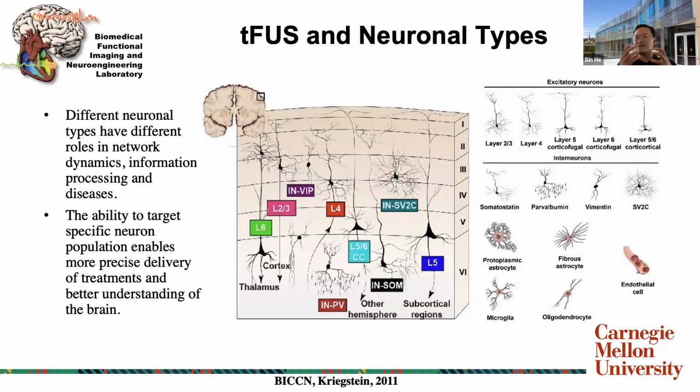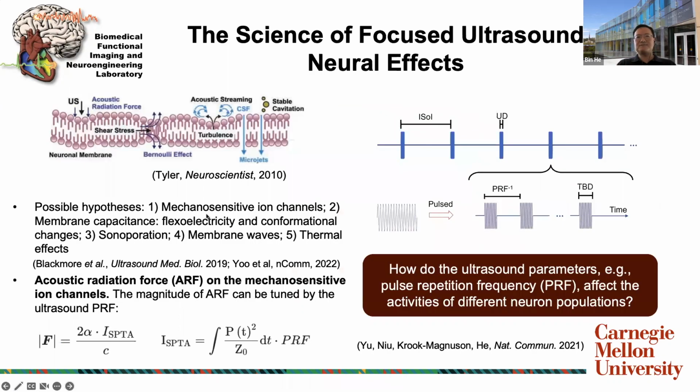So the first question is, since we talk about ultrasound neuromodulation has high spatial specificity, the question that my colleague and I have been asking in the past several years is, are we able to selectively target a certain neuron type? For example, target excitatory neurons or target interneurons? So this is one question that we did some experiment on. I wish to show this experimental result first.